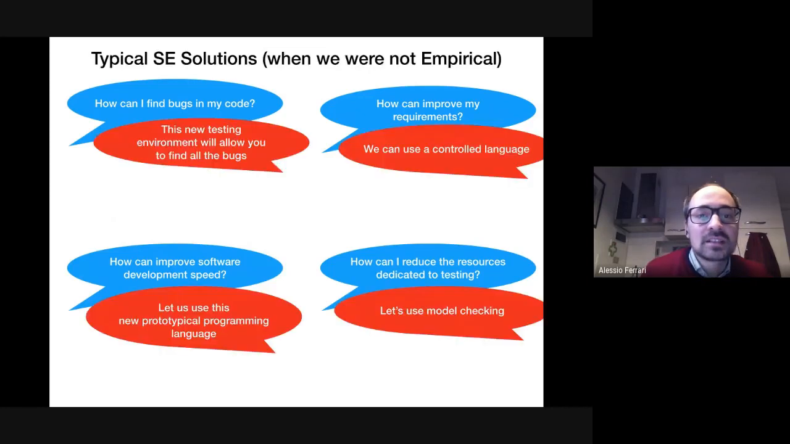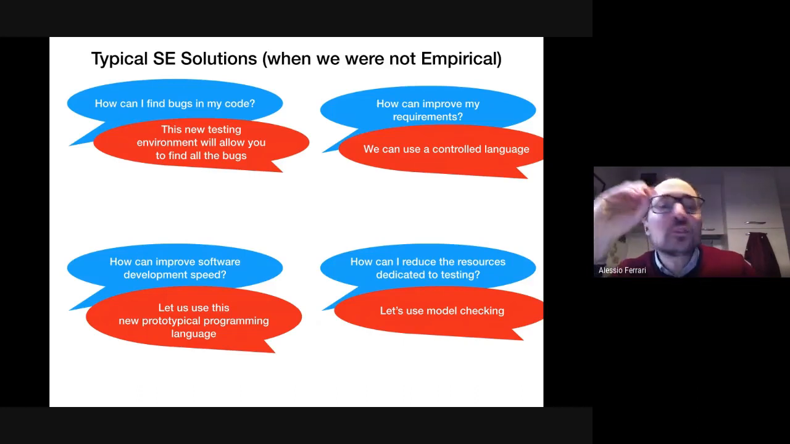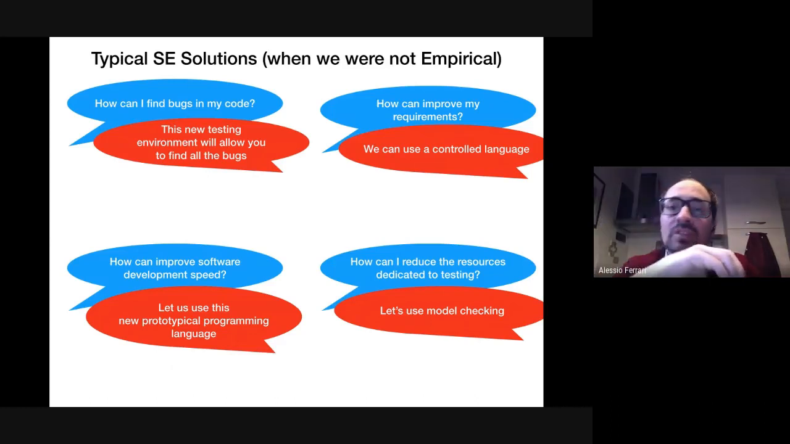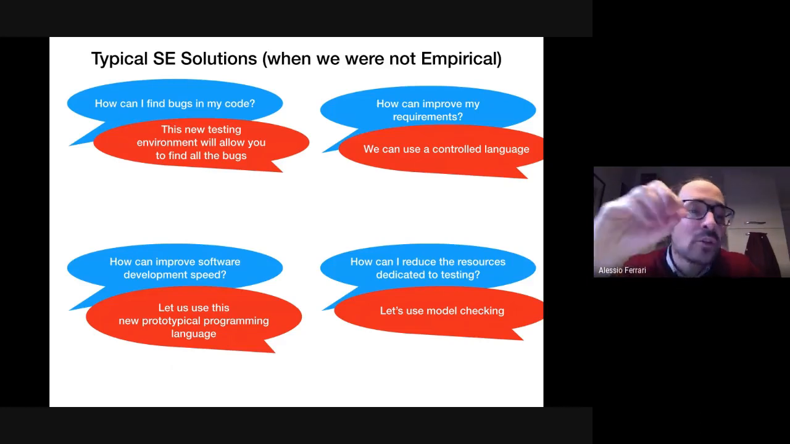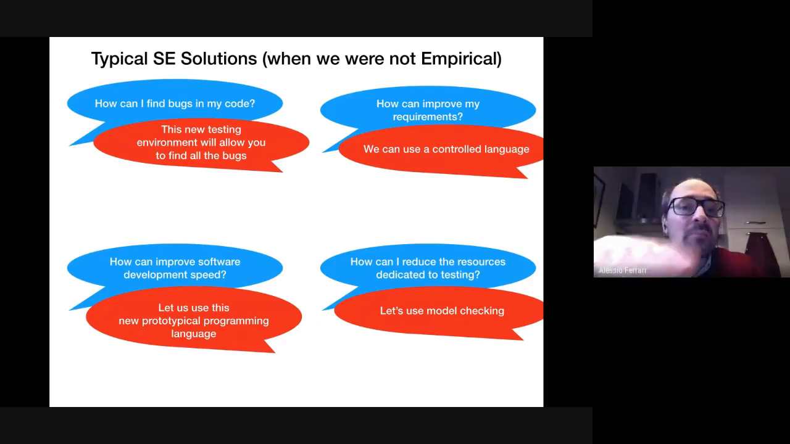And these are the typical software solutions if you don't consider empirical software engineering. So if you don't take into account the main scientific focus of software engineering, so without a scientific lens. The typical answer for how can I find bugs in my code is, this new testing environment will allow you to find all the bugs. So the solution is always searching for some tool that solves my problem.